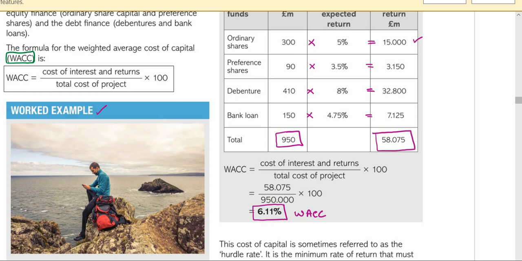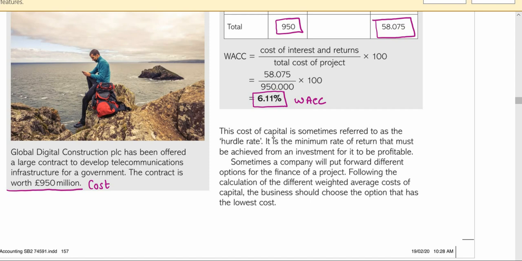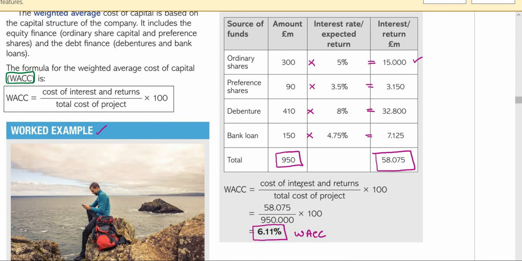So we have to find a project that will give us more than 6.11%. This cost of capital is sometimes referred to as the hurdle rate. It is the minimum rate of return that must be achieved from an investment for it to be profitable. So this is the calculation of the WACC: cost of interest divided by total cost of project. Got this point.